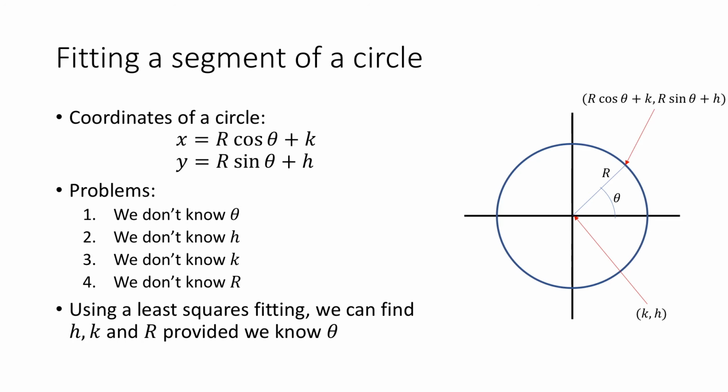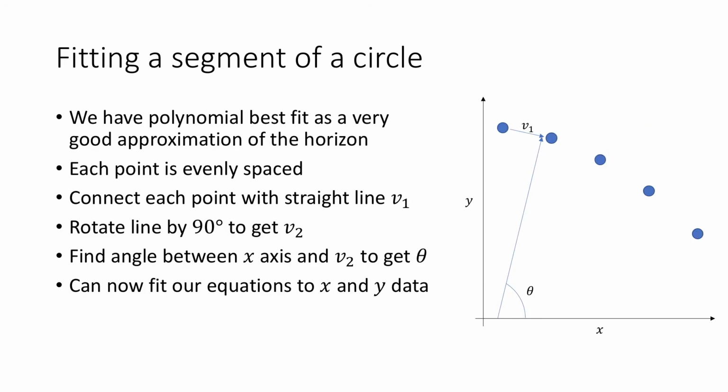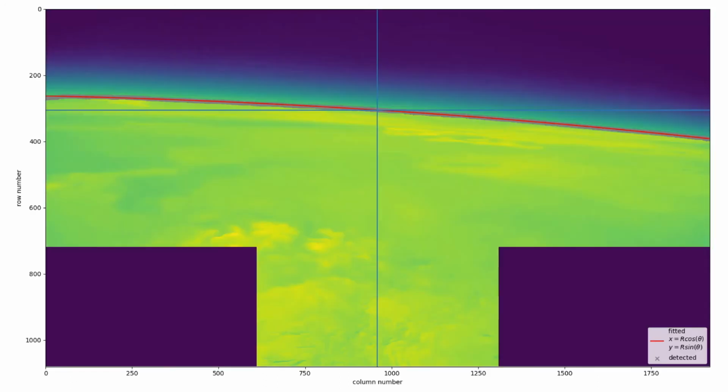To calculate the independent variable, or theta, for each point, we can draw a line V1 between each point and then apply a rotation matrix through 90 degrees to get a perpendicular line. This line will be at an angle from the x-axis. Now, this angle is theta. So now we have our equations for a circle, and we have the dependent variables and the independent variables. We can start fitting a circle to the images, and we get the following fits.